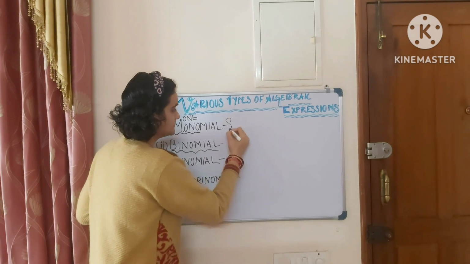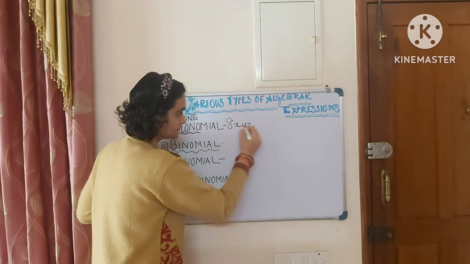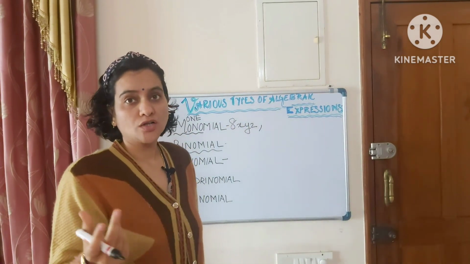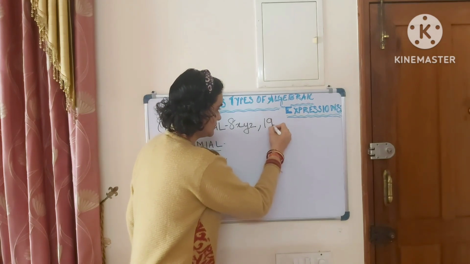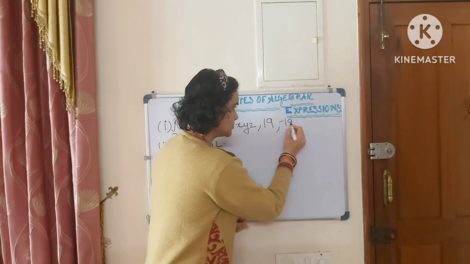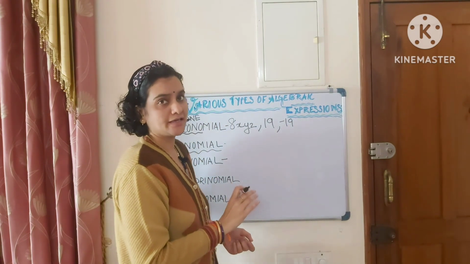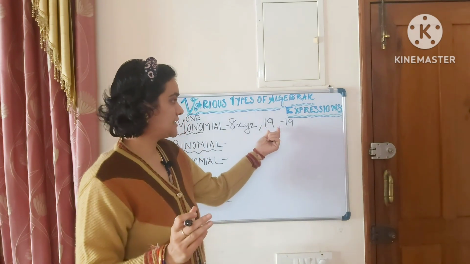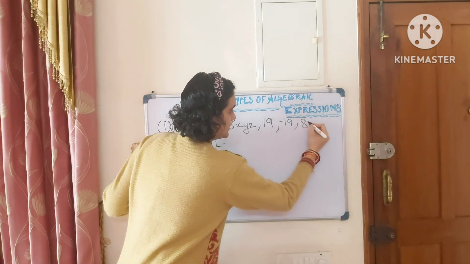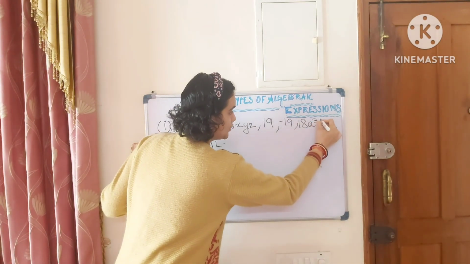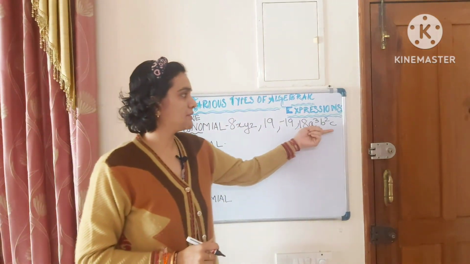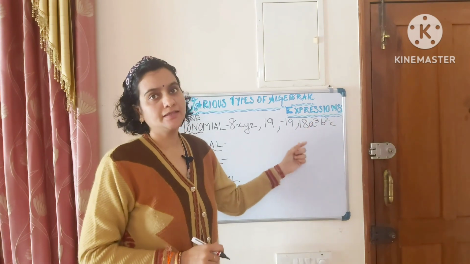Let's take some examples. 8xyz, right? Or it could be a single constant like 19. Or maybe let's say minus 19. Nothing is added or subtracted with it, only that constant term is there. That is also one monomial. Now let's take another example, 18 a cube b square c. This is also one monomial because nothing is being added or subtracted from this single term.